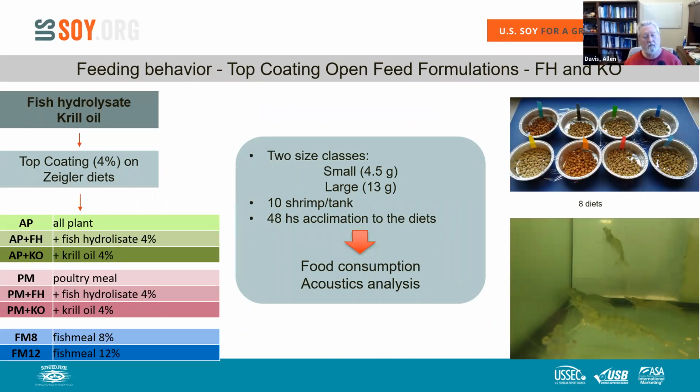Now, again, we've looked at feeding behavior, and we've done this a number of different ways. This is an example where we looked at two different sizes of animals, a 4.5 and a 13-gram animal. These are top coating. So we took a commercially produced open formula that we've done at our facility, an all plant, about 8% poultry meal and 8% fish meal, and then a 12% fish meal diet. We wanted to simply top coat with a couple of attractants. So we had fish hydrolysate and also krill oil. We did some quick top coating with those. You can see them up at the top, and then looked at the acoustics.